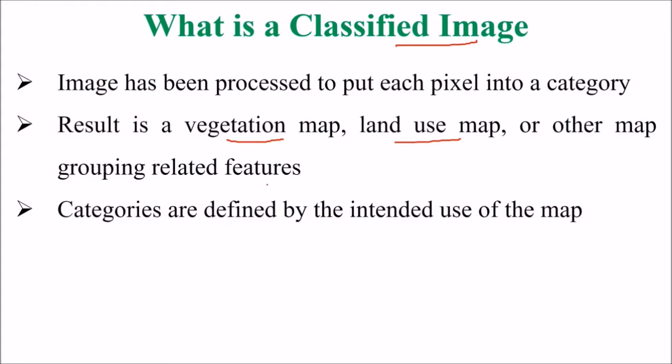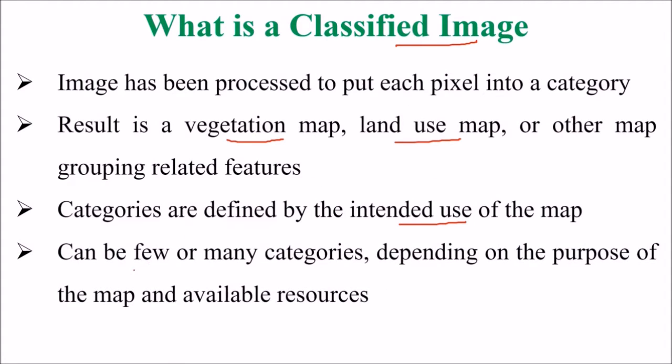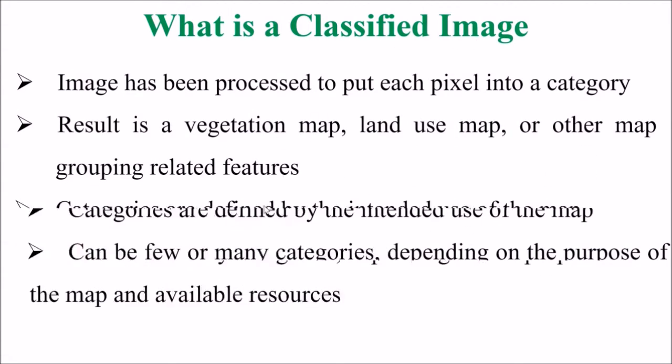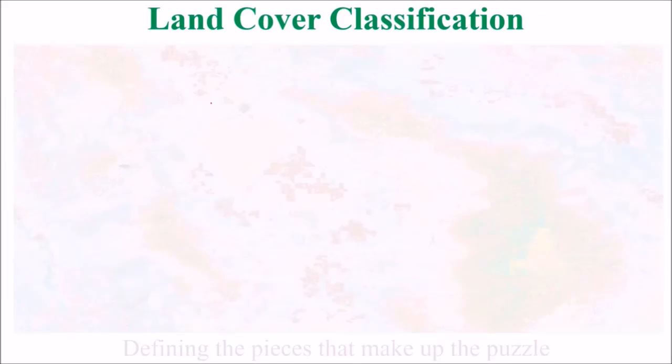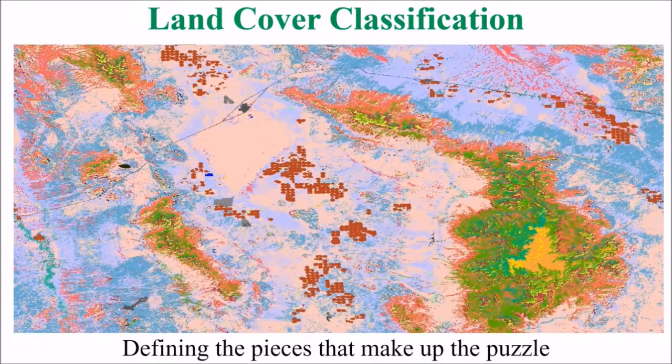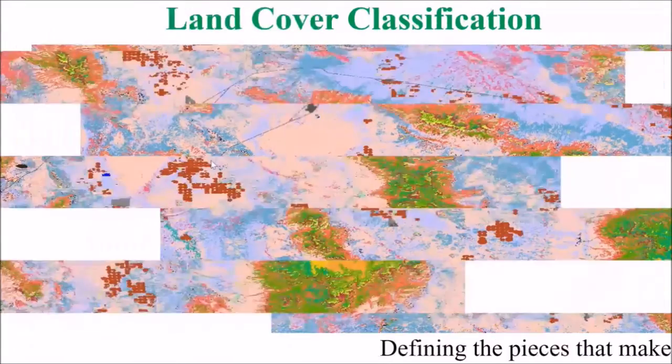And the categories are defined by the intended use. As I am saying, it depends on you. And it can be a few or many categories. You can just divide into 3 categories, and you can divide into 30 categories, depending on the purpose of the map and the available resources. So land cover classification, if you see, this is the land cover classification. As I just said, the land covers are those surface contents which are covering the land. It is the bare earth. So it can be desert, it can be greenery, it can be some water.